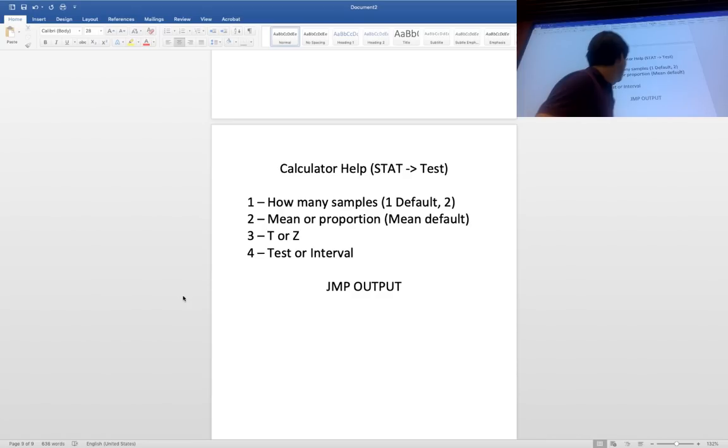JMP Pro 14. All right. Where does it open? Because I want us to do two sample means, so this should open in half a second here.